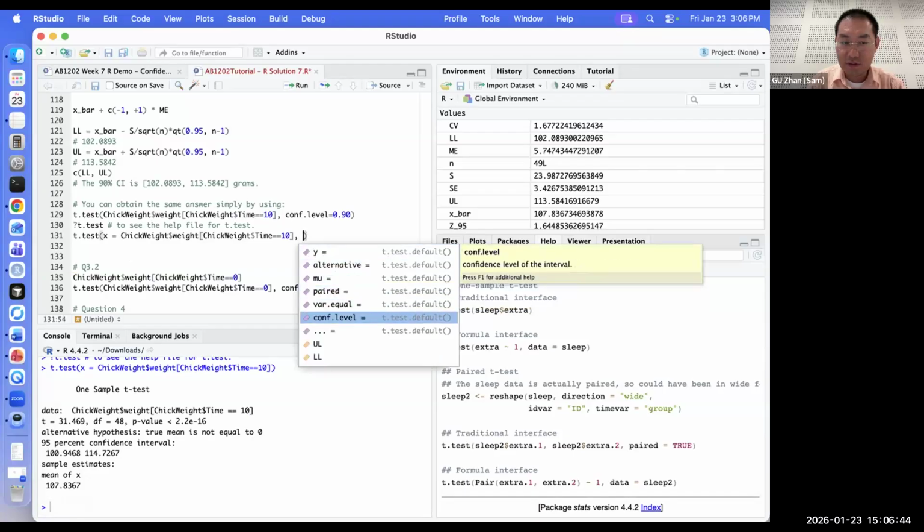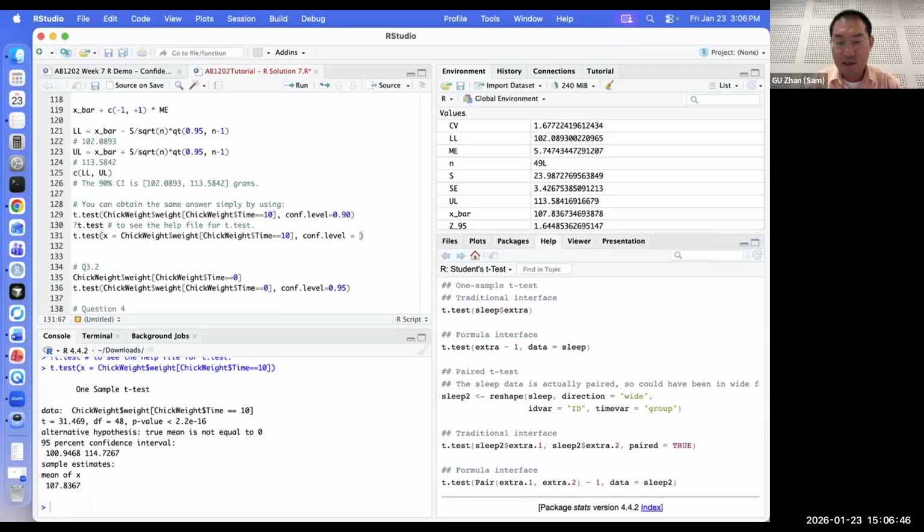So confidence level, you type. Then what can you key in? 0.95, give you 95%. You want 0.99, it gives you a 0.99 confidence interval. You want 0.90, it gives you 0.90. You want 0.8, it gives you 0.8. What about if you want 0.05? 0.05 is very narrow. 0.01 is also very narrow.